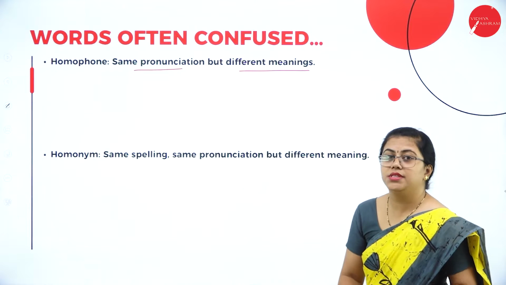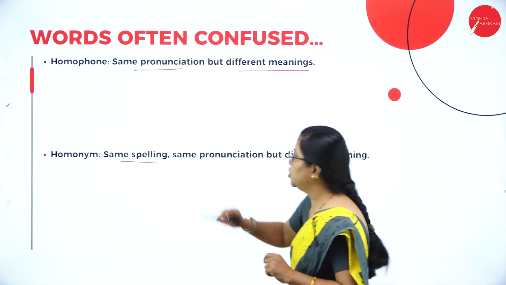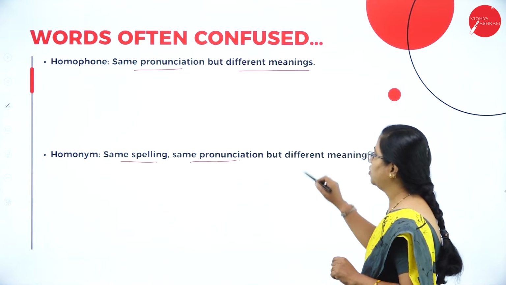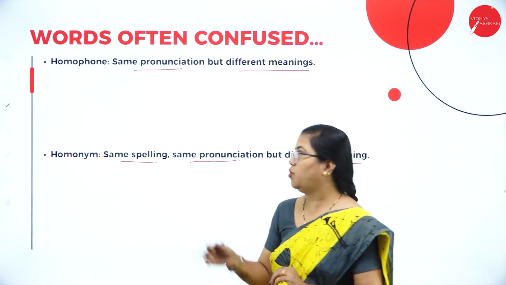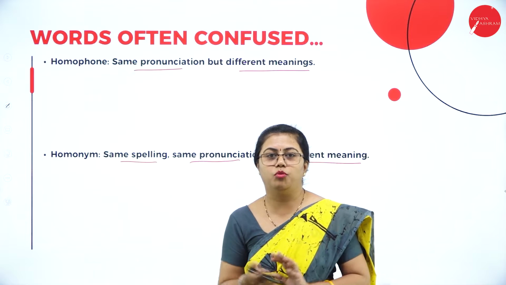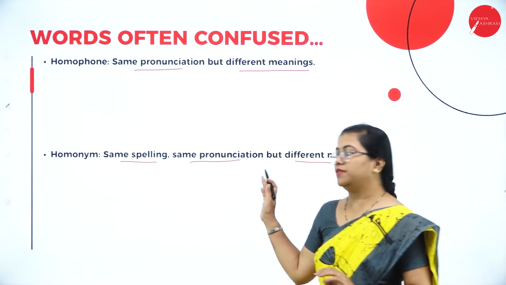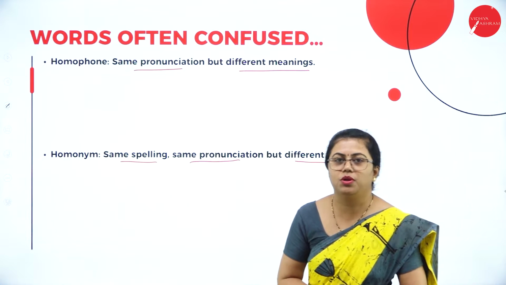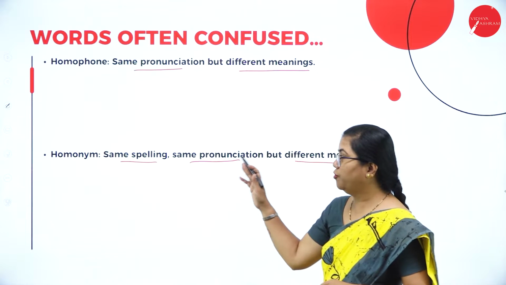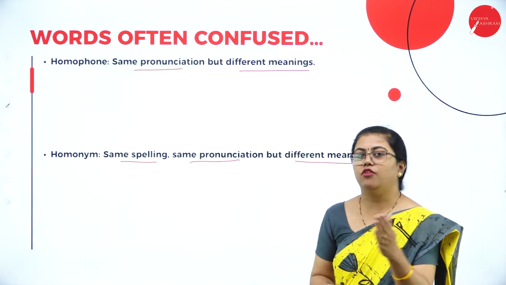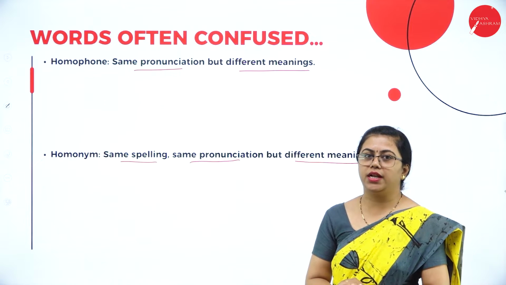Whereas homonyms have the same spelling also, same pronunciation also, but they will have different meanings. So how is it possible? What is the actual difference between a homophone and a homonym? Now, we have just seen the conceptual difference between these two. Let me just give you a few examples of homophones and homonyms. We have already come across many homophones and homonyms.